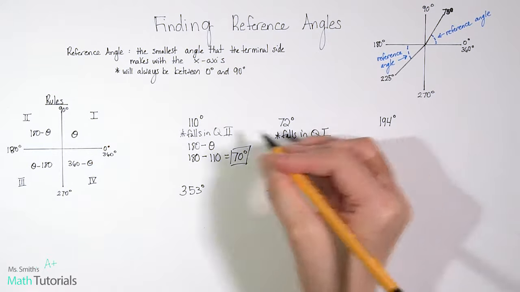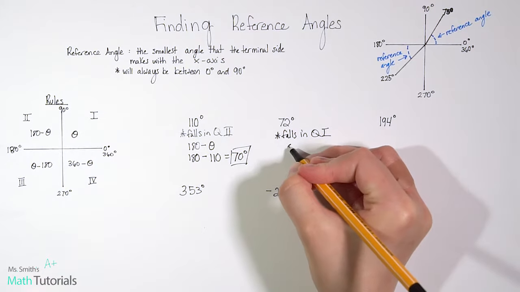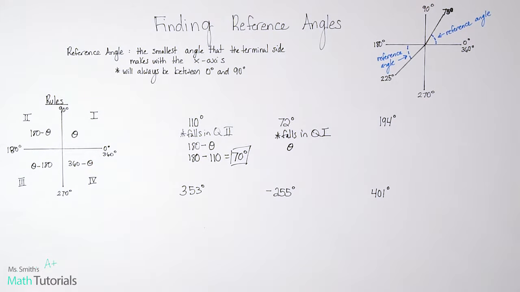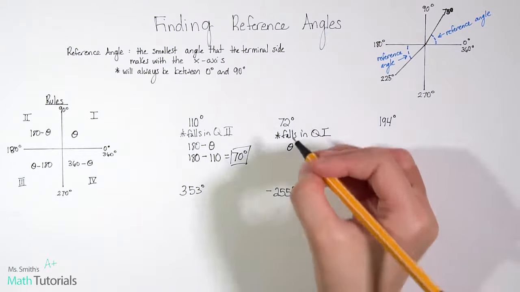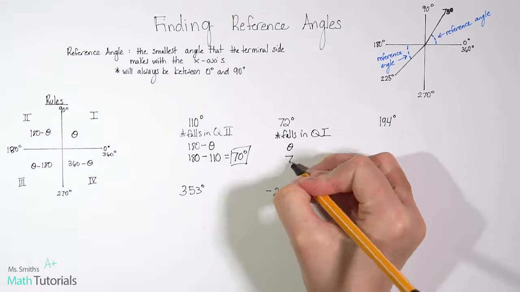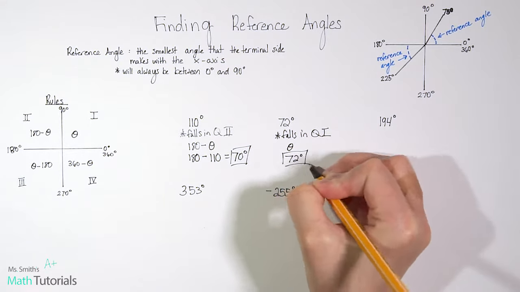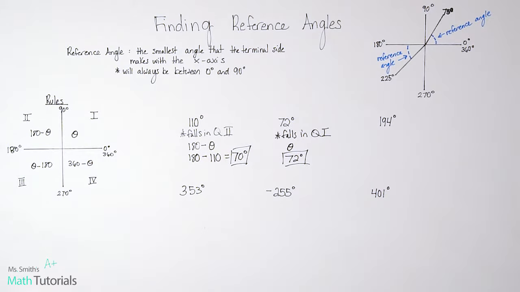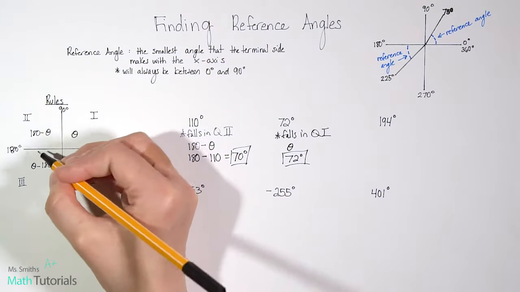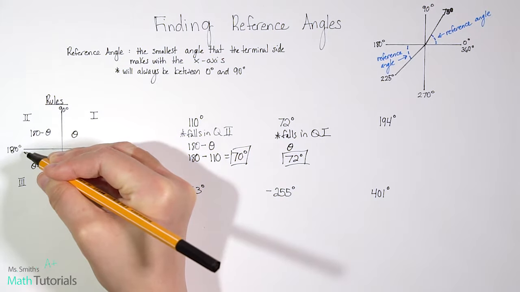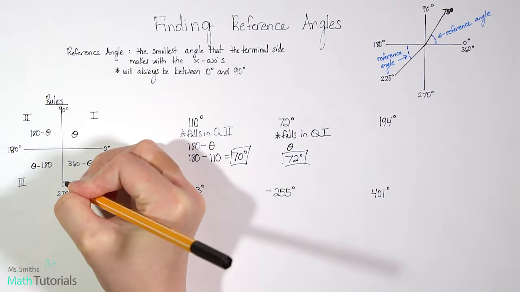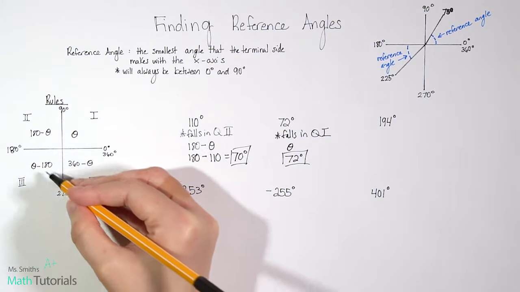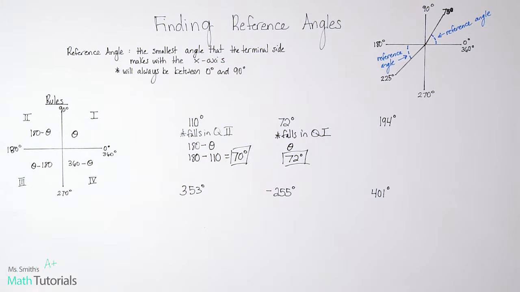And what's the rule for quadrant 1? Well, it's just the angle is your answer. It's just theta. So 72 degrees is your reference angle. Okay, 194 degrees, where would that fall? We know that quadrant 3 goes from 180 to 270, so definitely 194 would be within that quadrant.